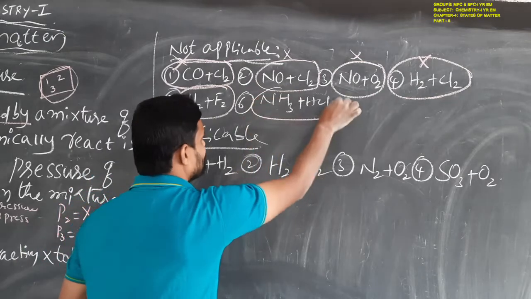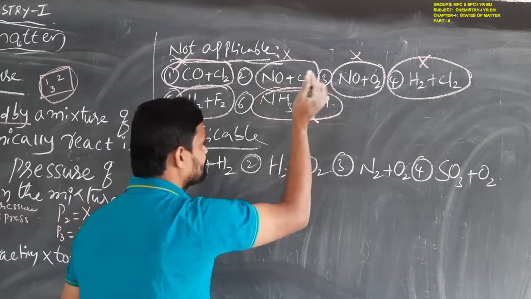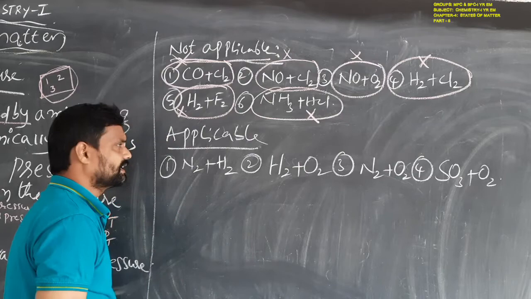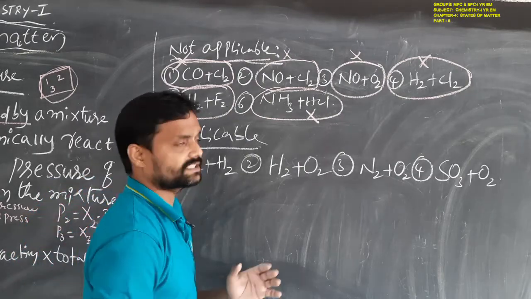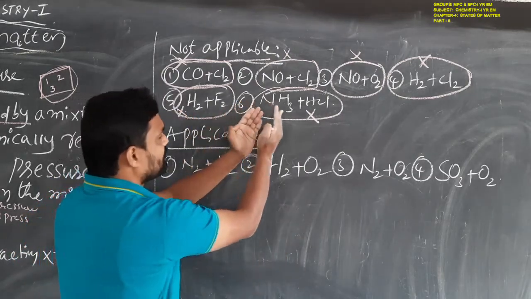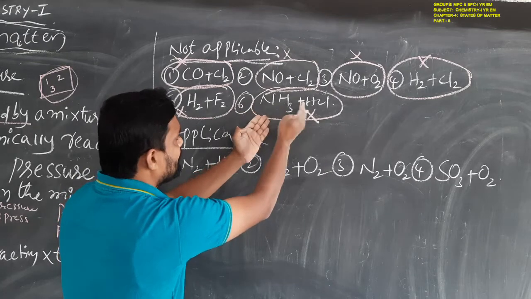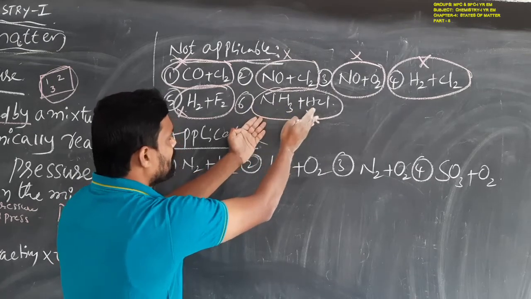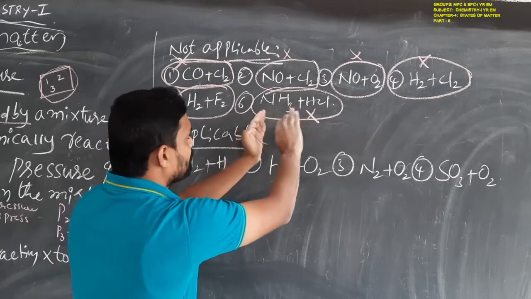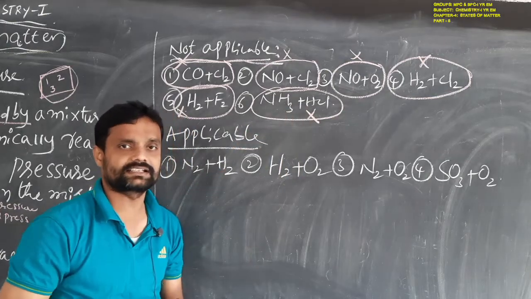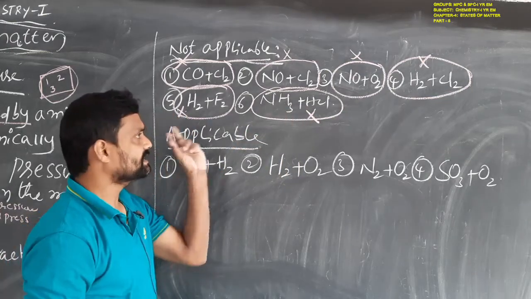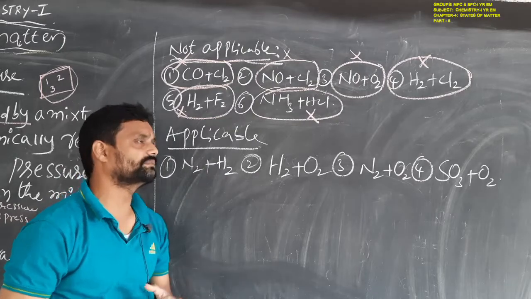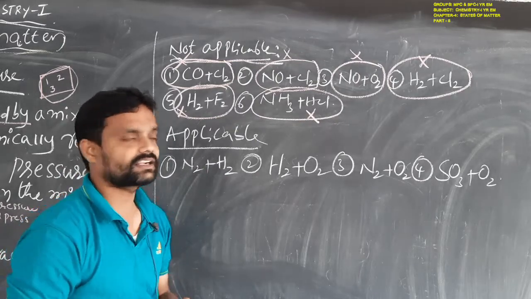Similarly, ammonia and hydrochloric acid present in a mixture, Dalton's law is not applicable. Means in this mixture, ammonia and hydrochloric acid chemically react with each other in any condition. So Dalton's law is not applicable for chemically reacting gases. Okay, students, if these sets of gases are present in a mixture, Dalton's law is not applicable.